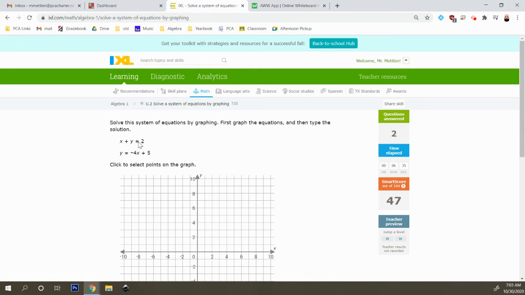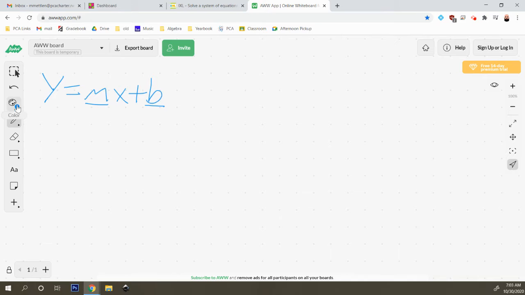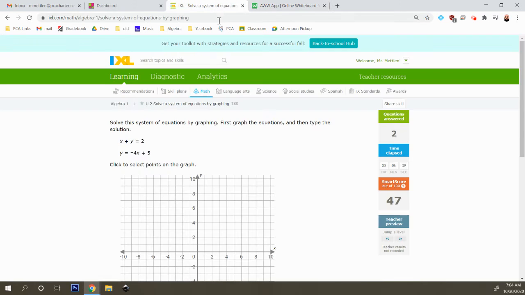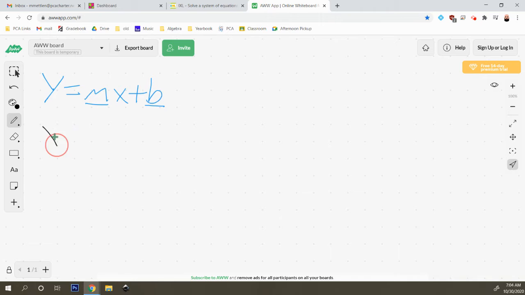So if you look at this first equation right here, which is x plus y equals 2. And you can see that that does not follow the same order as this. So we need to make it follow this order. To do that, we have to move this x, because this x is supposed to be on the right-hand side of the equal sign, and it's on the left.